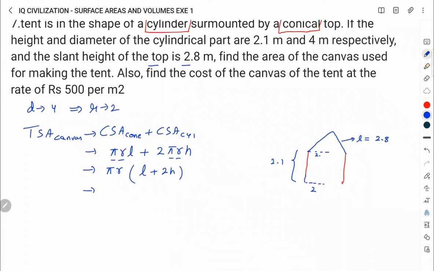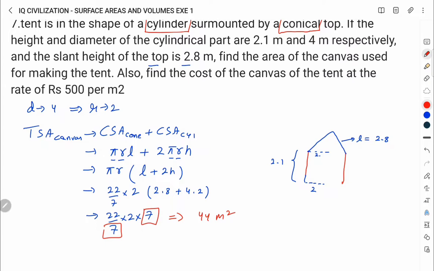So pi is what? 22 by 7 into radius is what, given? 2 into L, slant height, it is given as 2.8, plus 2 into height, which is 2.1, right? So 2.1 doubled is 4.2. So 4.2 plus 2.8. Next step, 22 by 7 into 2 into this is what? 2.8 plus 4.2 is 7. So this 7 and this 7 both get cancelled. So 22 into 2 is 44 m square.